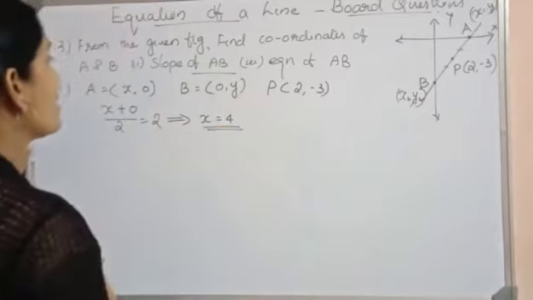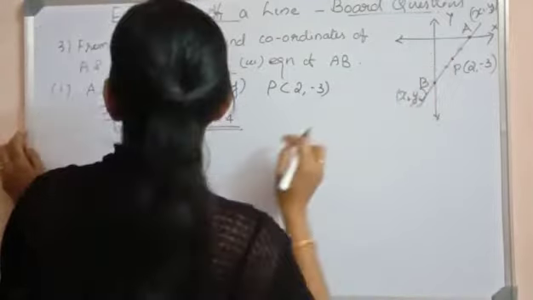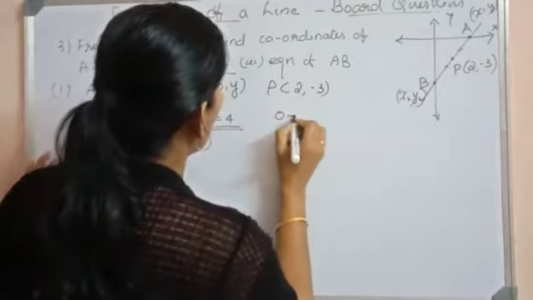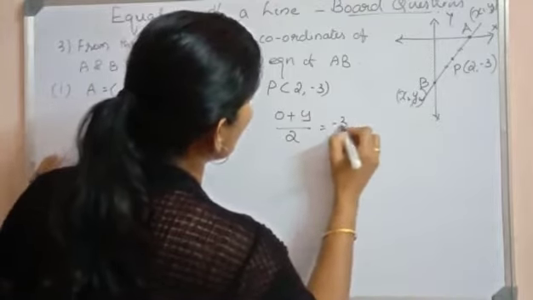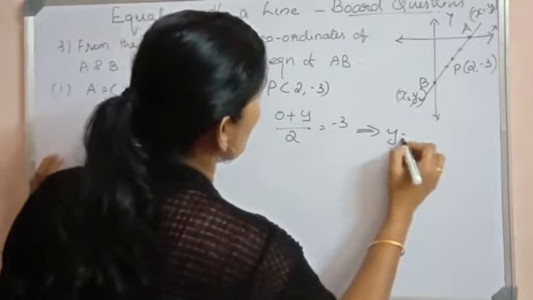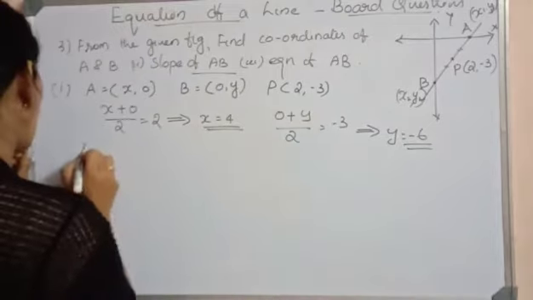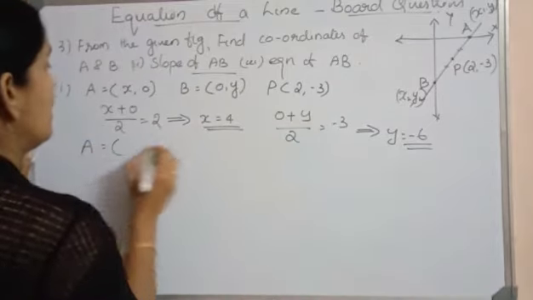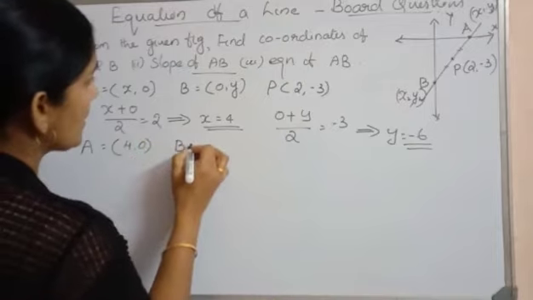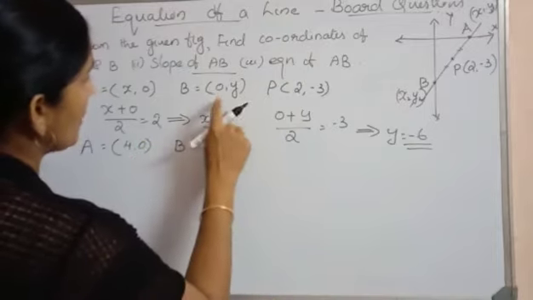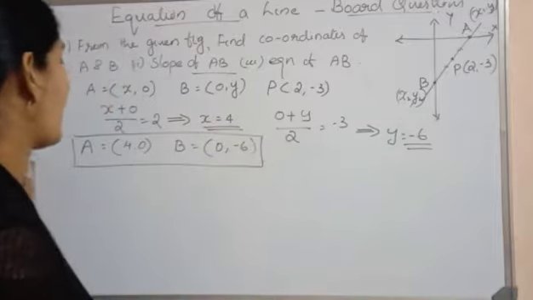And in the second case, (y1 plus y2) by 2. y1 is 0 plus y2 is y here. y by 2 is equal to minus 3. This implies y is equal to minus 6. So we got the coordinates of A as (4, 0) and B as (0, minus 6). These are the coordinates of A and B.